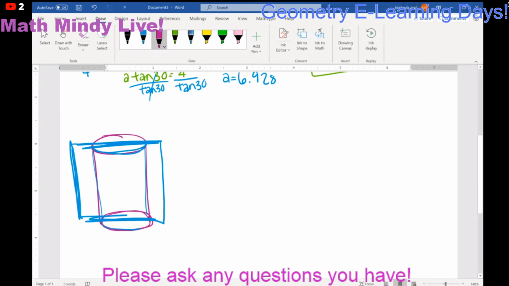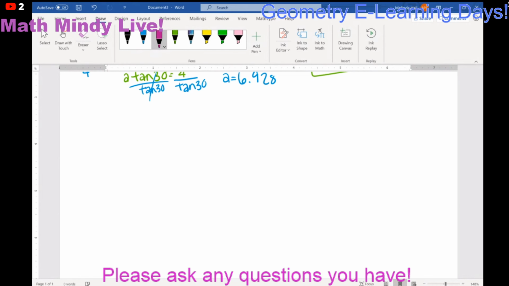Again, the thing that people mess up on the most is just finding the apothem, and getting that area, which is not that hard. Not too bad. You just have to remember the steps.